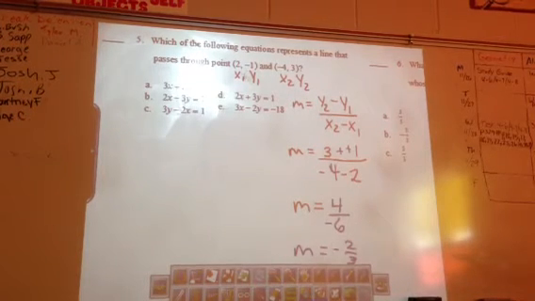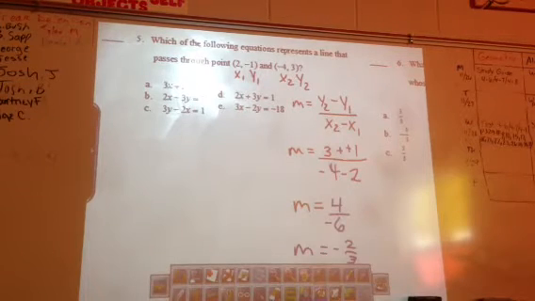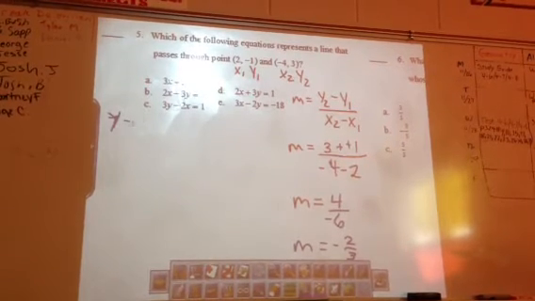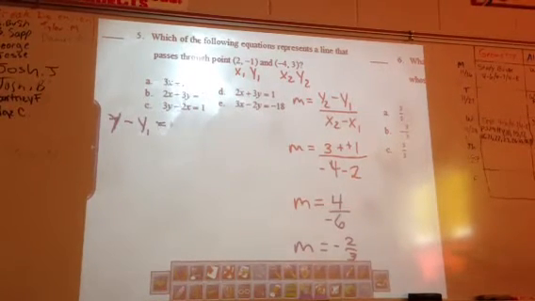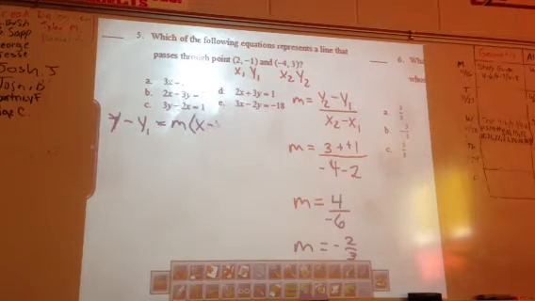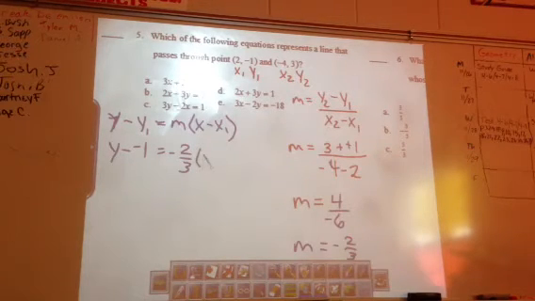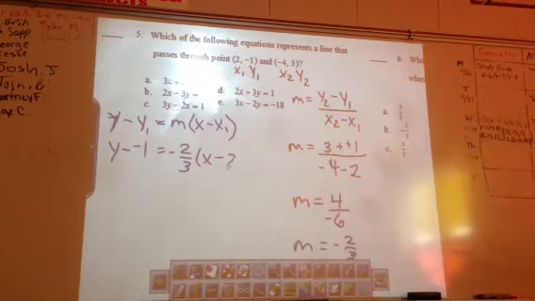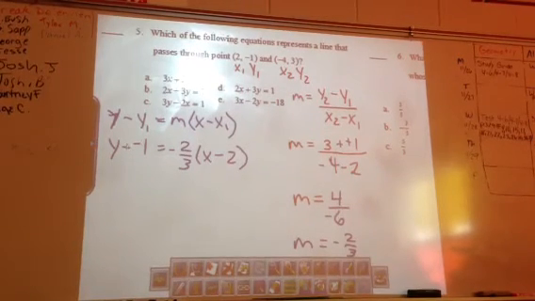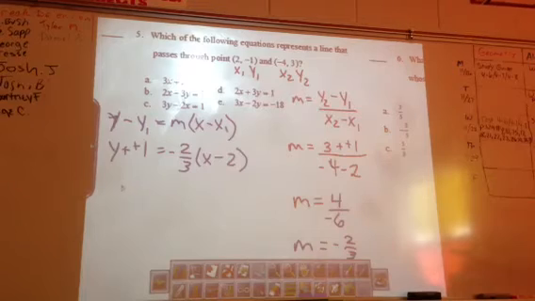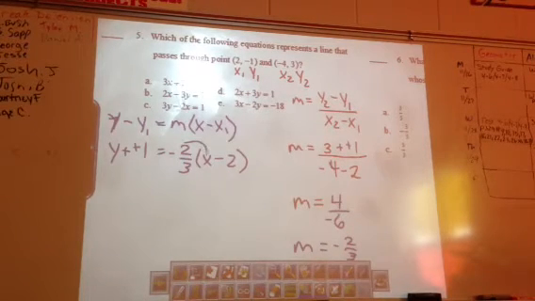Now we can go to point-slope form, because we have a point and we have the slope. Point-slope, you'll remember, is y minus y sub 1 equals m times x minus x sub 1. Y sub 1 is -1, equals our m, that's -2/3, times x minus x sub 1, that's 2. Minus the -1 is plus the 1. And then we're going to get rid of our parentheses by distributing.